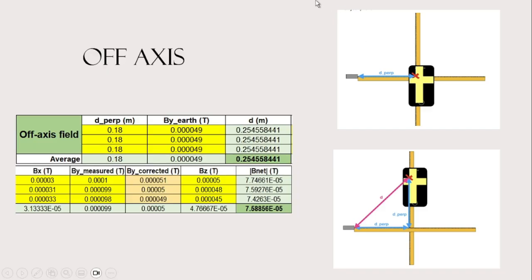And then for the y component, we had to compensate for the Earth's magnetic field, giving us this B net right here, and we repeated this 3 different times to give us an average seen over here.